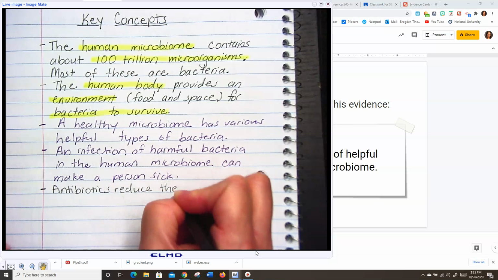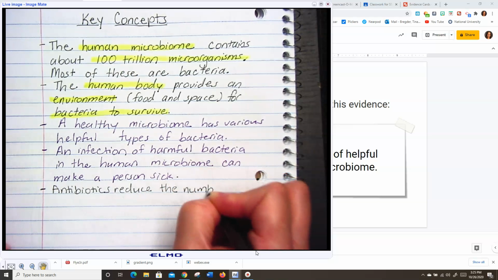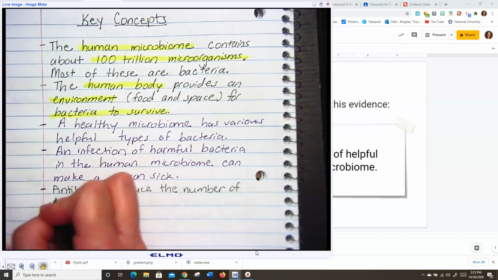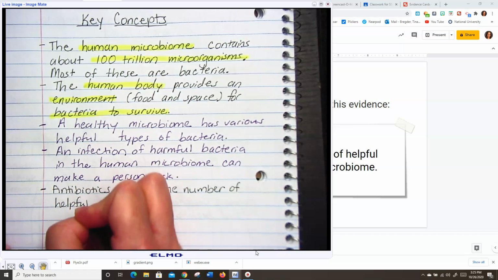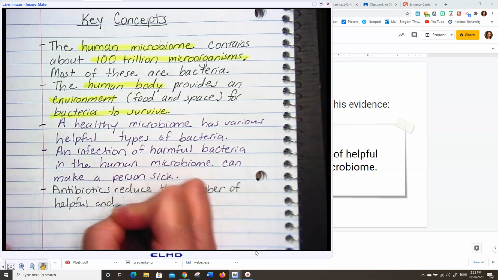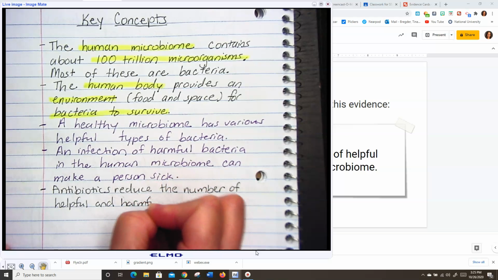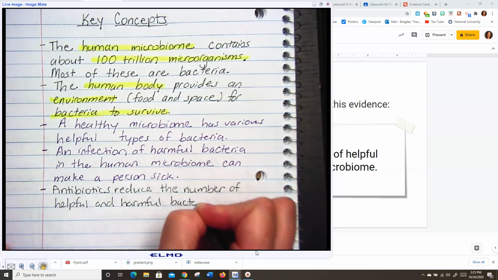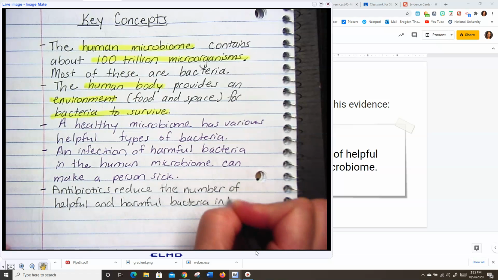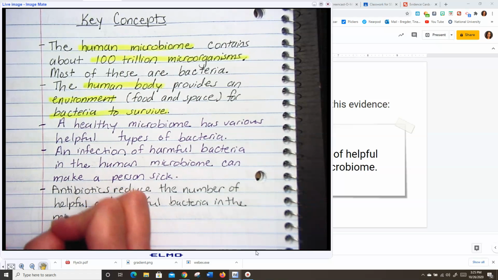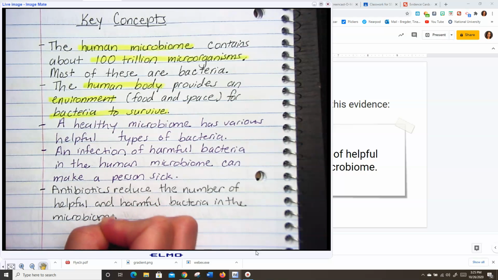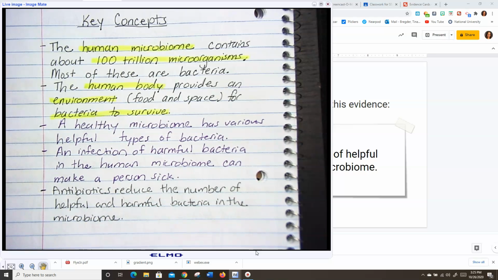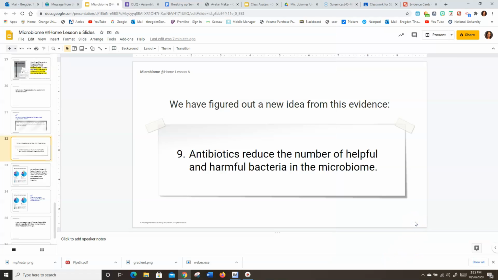reduce the number of helpful and harmful bacteria in the microbiome. It doesn't say human microbiome, but it is assumed. All right, I'm going to put you back on the Google Slides because it's much neater here. So just make sure you have that written down.